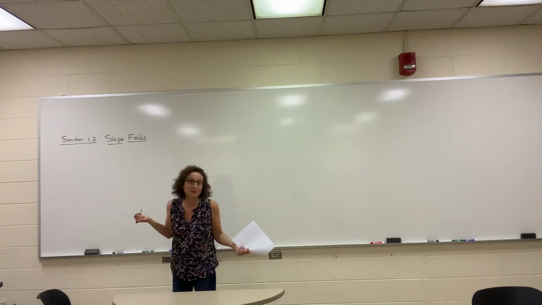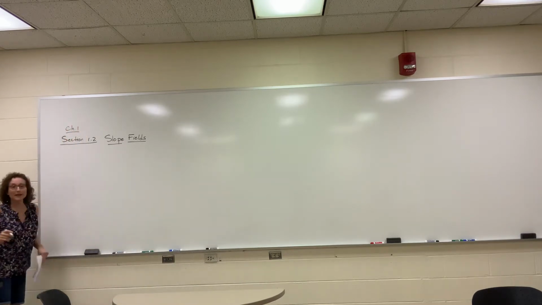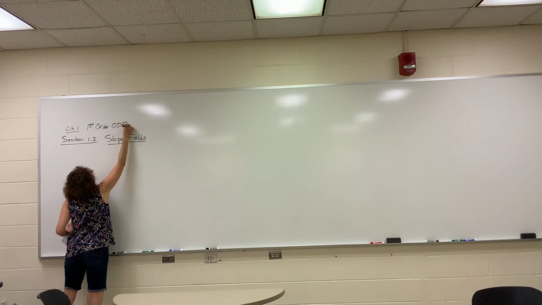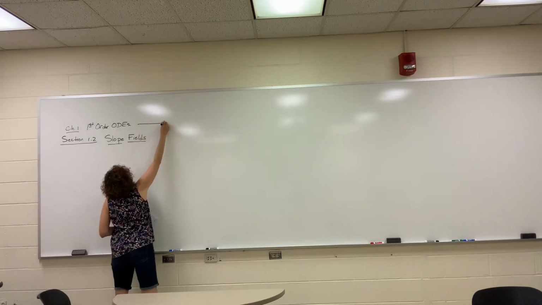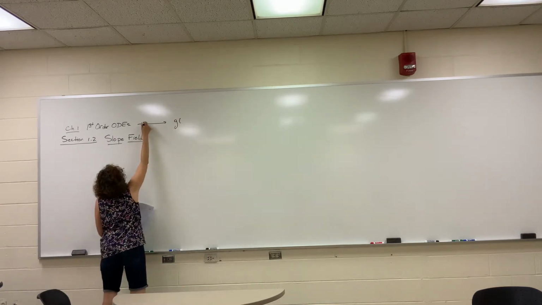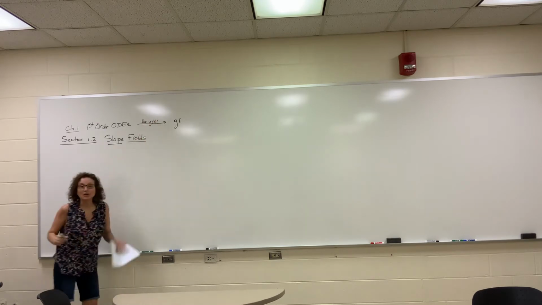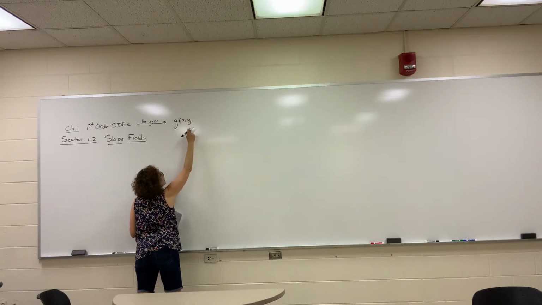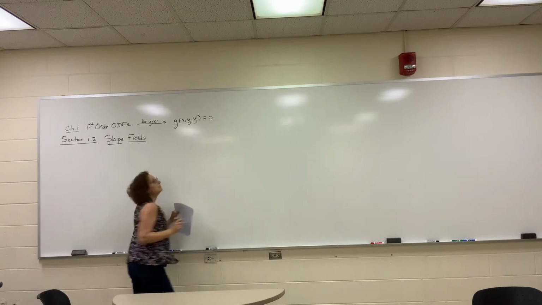So here is section 1.2, slope fields. Remember, chapter 1, which is where we are now, is about first order ODEs. That's our chapter 1. For first order ODEs, the most general form is, if we say for a dependent variable y as a function of an independent variable x, g of x, y, y prime is equal to 0.